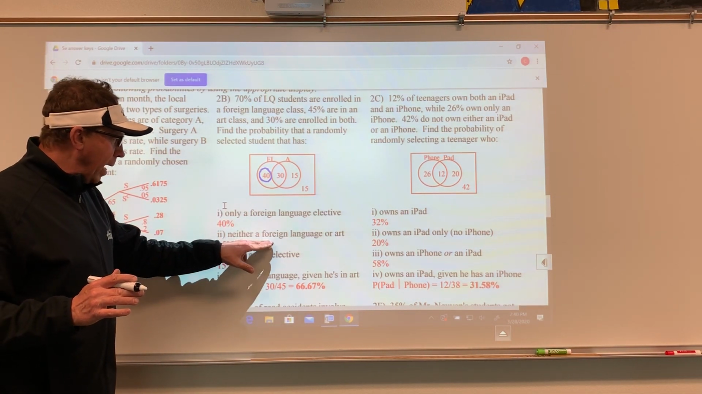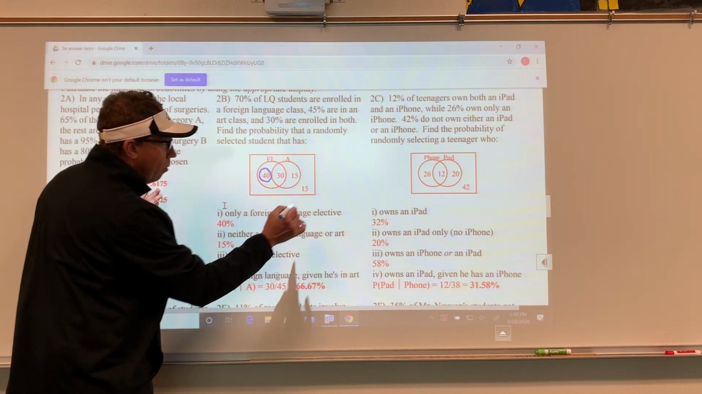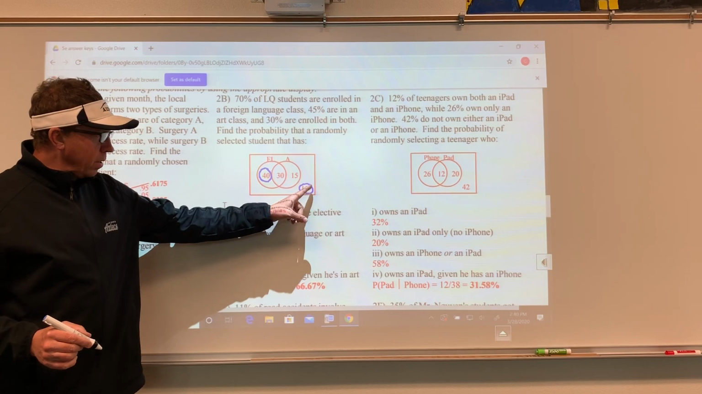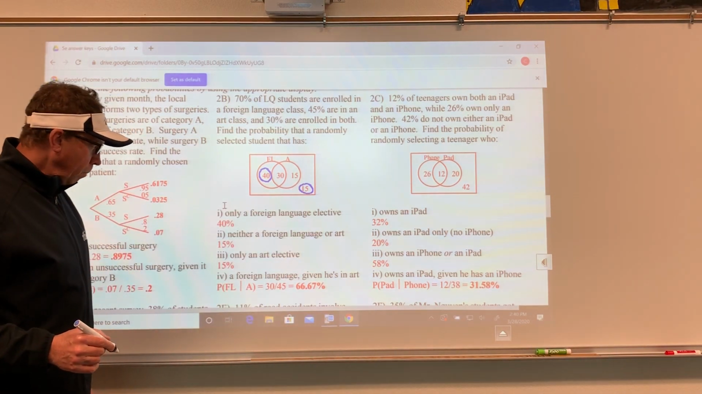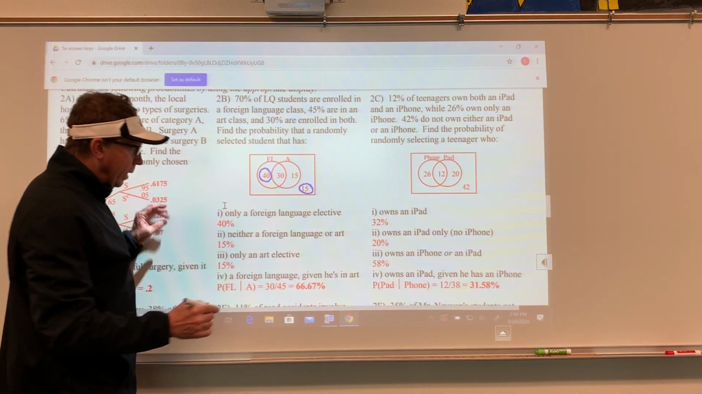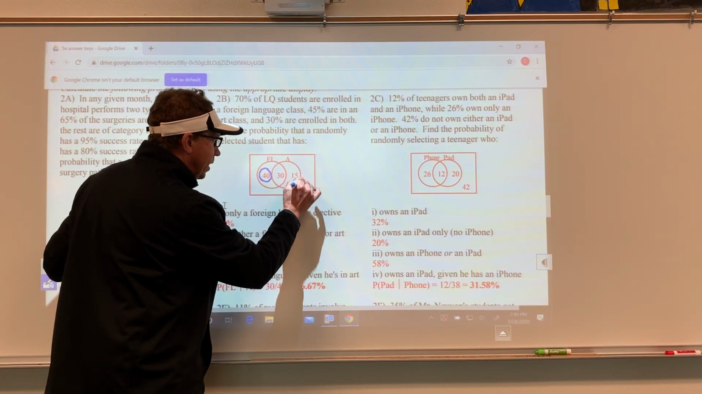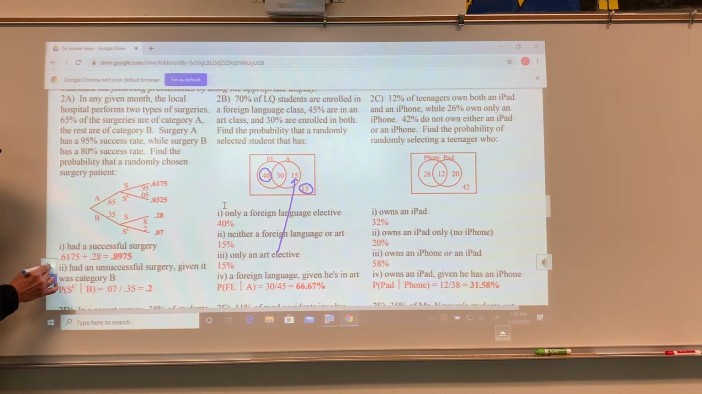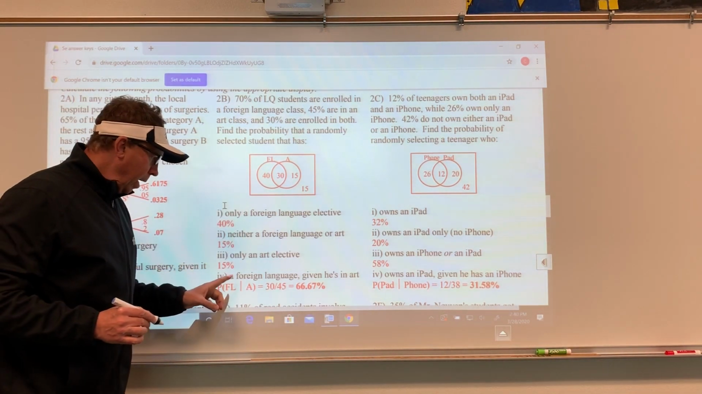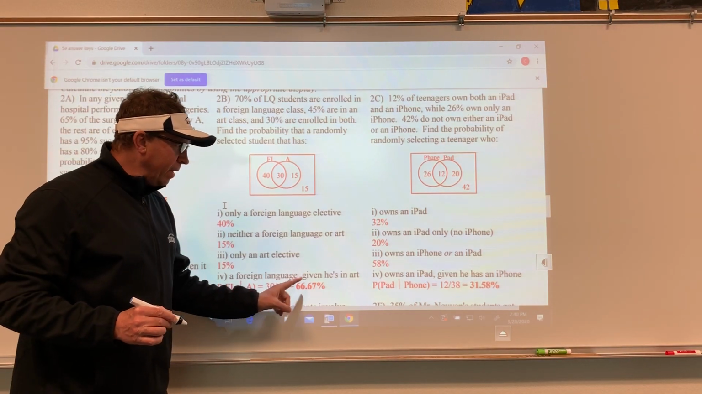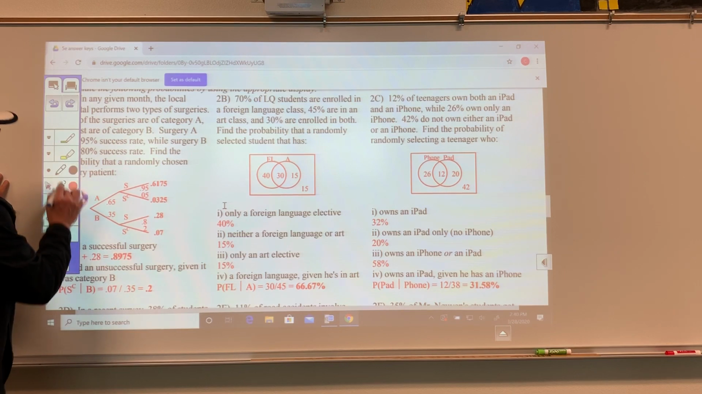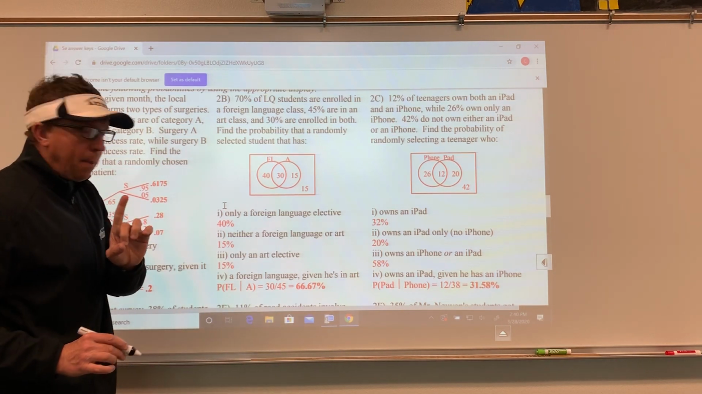Neither a foreign language or an art. That one is this 15% right here. So item 2 goes to that 15% right there. Only an art elective. That one is going to be this 15%. Okay? And then the last one looks like it asks a conditional question. A foreign language given he's in art. Okay, the word given means that is going to be the denominator.